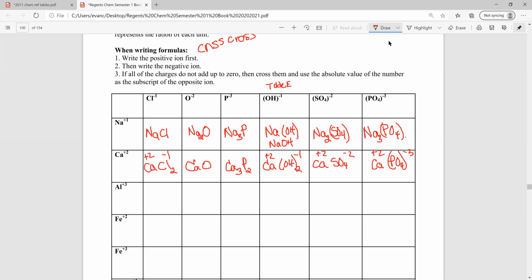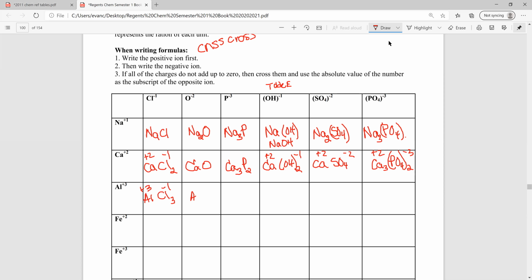So now I need to crisscross. I'm going to take the 2 and I need 2 of the phosphate groups. Remember, the polyatomic ion functions as 1 unit. And then the 3 comes down here. And so now there's my formula. And so now in my next one, I have aluminum, +3, and a chlorine, which is a -1. So now I'm going to crisscross. That means I need 3 chlorines and 1 aluminum.